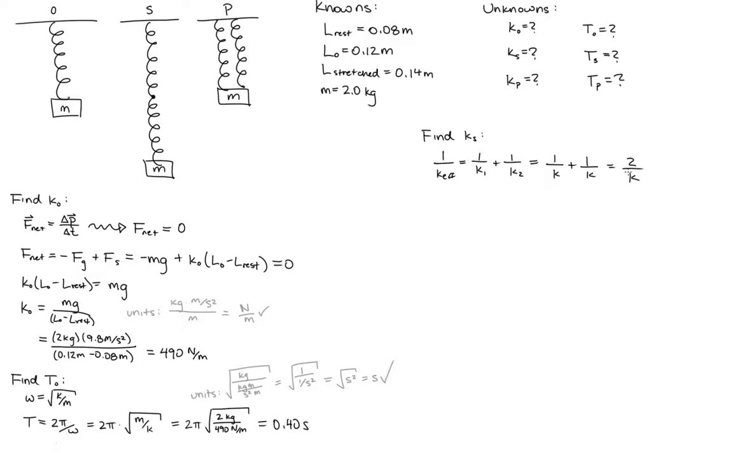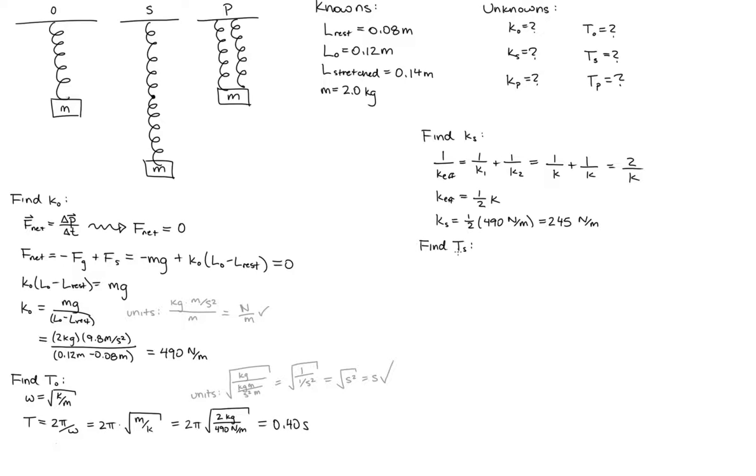In our case, the springs are identical, and this relation becomes 1 over K plus 1 over K, which equals 2 over K. This then tells us that the effective spring constant is 1/2 the original spring constant. Thus, K sub S is 245 newtons per meter. We will now find the ratio of Ts over T naught.